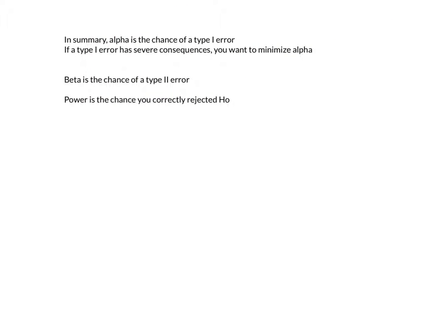In summary, alpha is the chance of type 1 error. It's also known as the significance level. It's what we use to reject or fail to reject a null hypothesis. If the type 1 error has severe consequences, you want to minimize alpha. Beta is the chance of a type 2 error. And power is the chance you correctly reject the null hypothesis. We'll go over the relationships between alpha, beta, and power when we're in class.